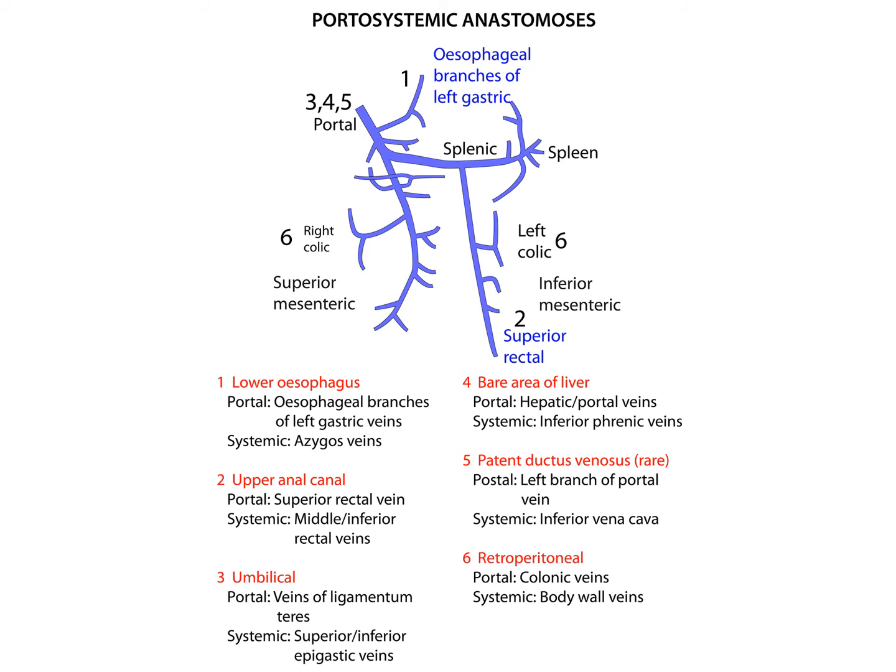Less important examples of the anastomoses are in the bare area of the liver, where the hepatic and portal veins can mix with the systemic veins from the inferior phrenic veins. And sometimes we see similar retroperitoneal examples where the colonic veins can anastomose with the body wall veins behind either side of the colons.